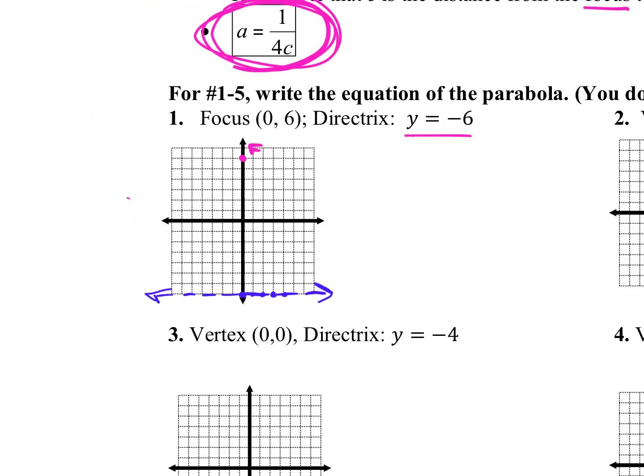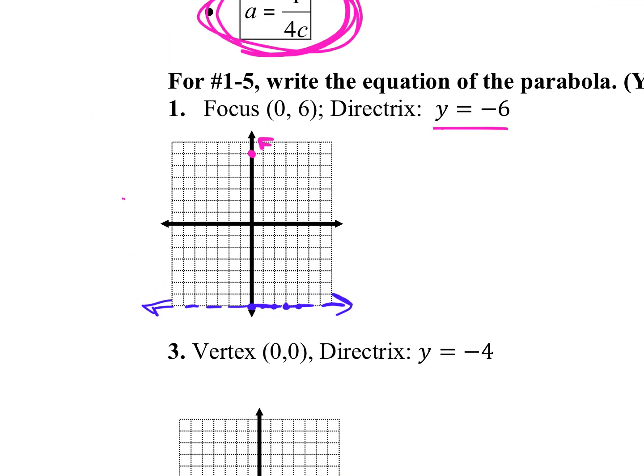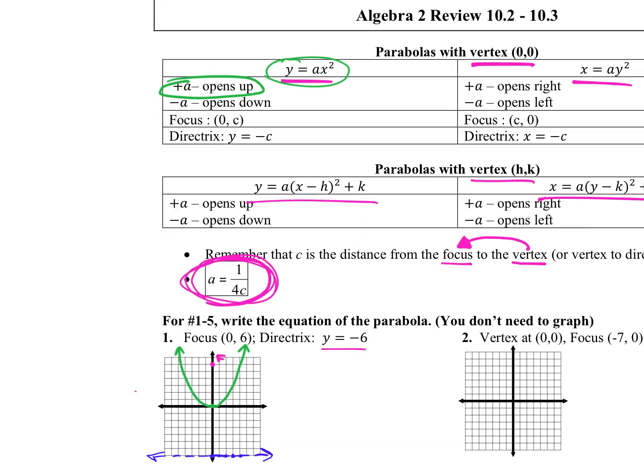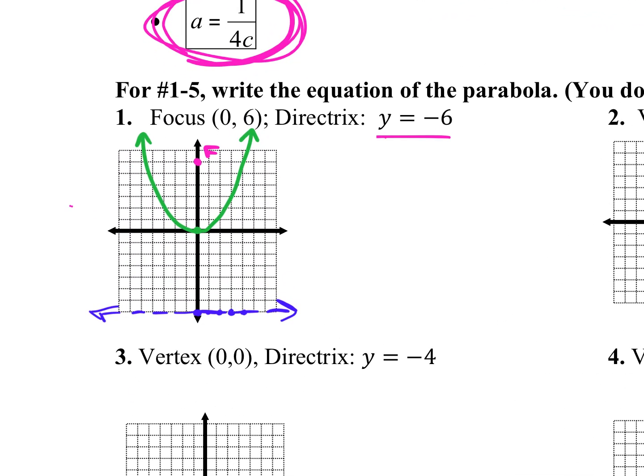Okay. So if this is your setup, where is your vertex? That's in the middle. Where is it? 0, 0. So you have a vertex of 0, 0 here, which means we are opening up. And a vertex of 0, 0, opening up, is going to use this, right? So y equals ax squared should be your equation, where your a value is positive.